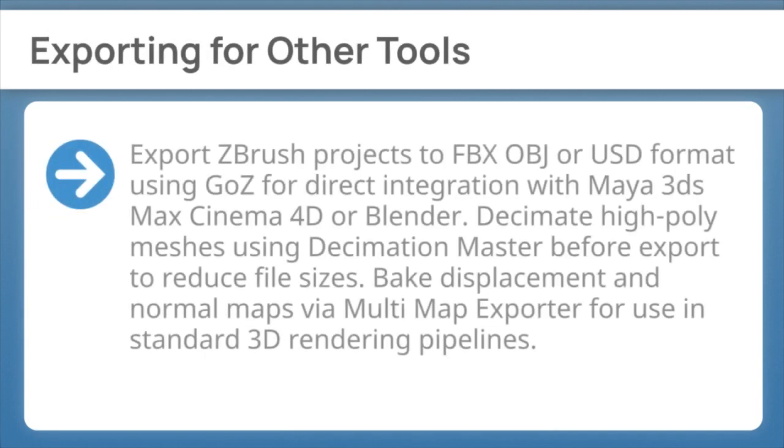Finally, exporting for other tools. Export ZBrush projects to FBX, OBJ, or USD format using GoZ for direct integration with Maya, 3ds Max, Cinema 4D, or Blender. Decimate high-poly meshes using Decimation Master before export to reduce file sizes. Bake displacement and normal maps via multi-map exporter for use in standard 3D rendering pipelines.